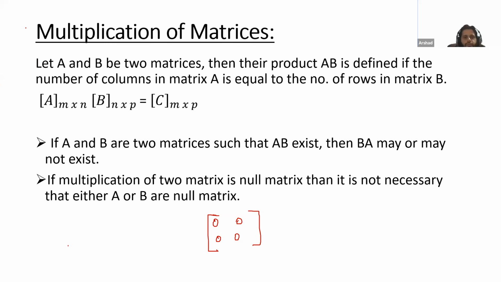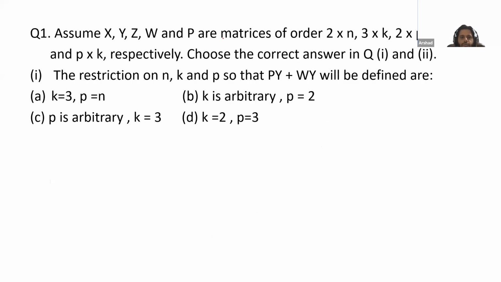Okay, Rifat, very good. So we are moving to the next question. This is a very, very good question. Assume X, Y, Z, and P are matrices with these orders. Choose the correct answer in Q1 and 2. First is the restriction on N, K, and P so that PY plus WY will be defined. What does this mean? You are multiplying PY, you are multiplying WY, and you are adding these two. So what is the restriction on this?